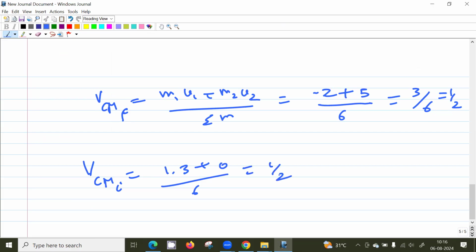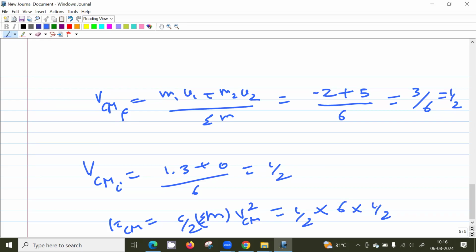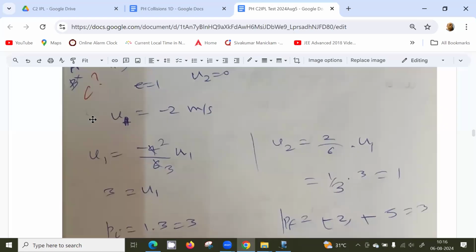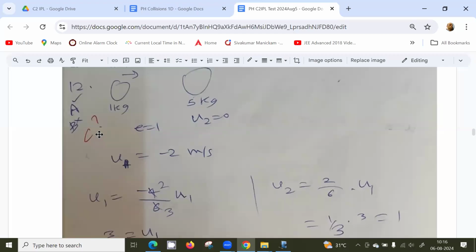Okay, so kinetic energy of center of mass is half m v square, but this is the total mass, and this velocity is the center of mass velocity. So it is half. Total mass is 6 into velocity of center of mass is half square. So this is 6 by 8, that is 3 by 4, 0.75. It's correct. Option C is correct. I made a mistake here. So A and C are correct. So I think the given key is correct then.